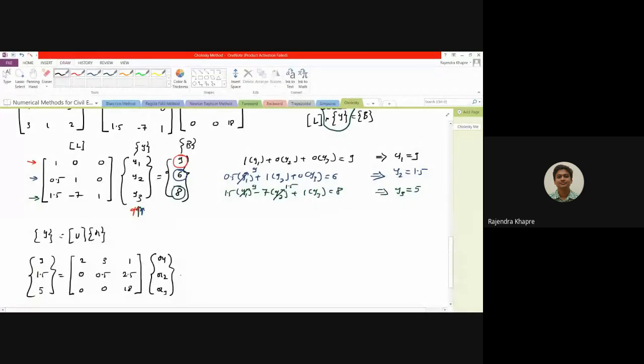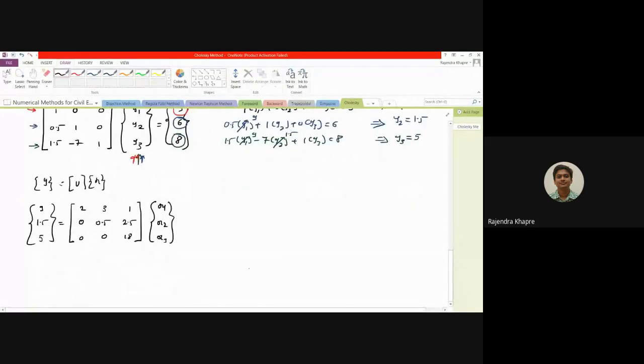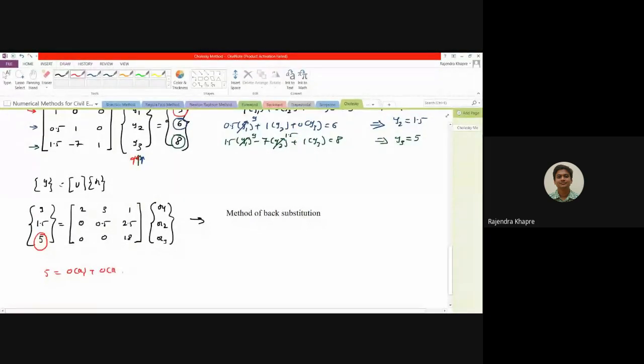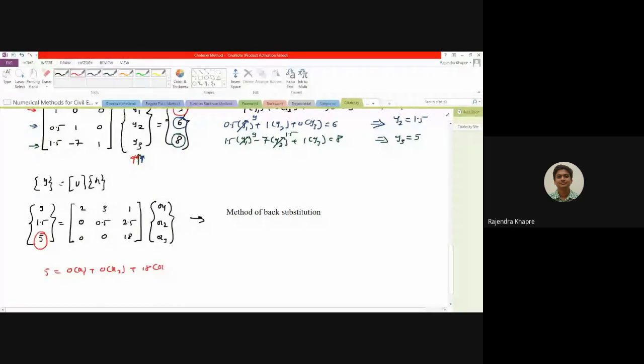So now there are three unknowns which need to be found out, that is x1, x2 and x3. In this particular case we can use the method of back substitution. The method of back substitution means we have to generate three equations in the reverse order. If I want to generate an equation for this 5, it can be written as 5 equals 0 times x1 plus 0 times x2 plus 1.8 times x3.